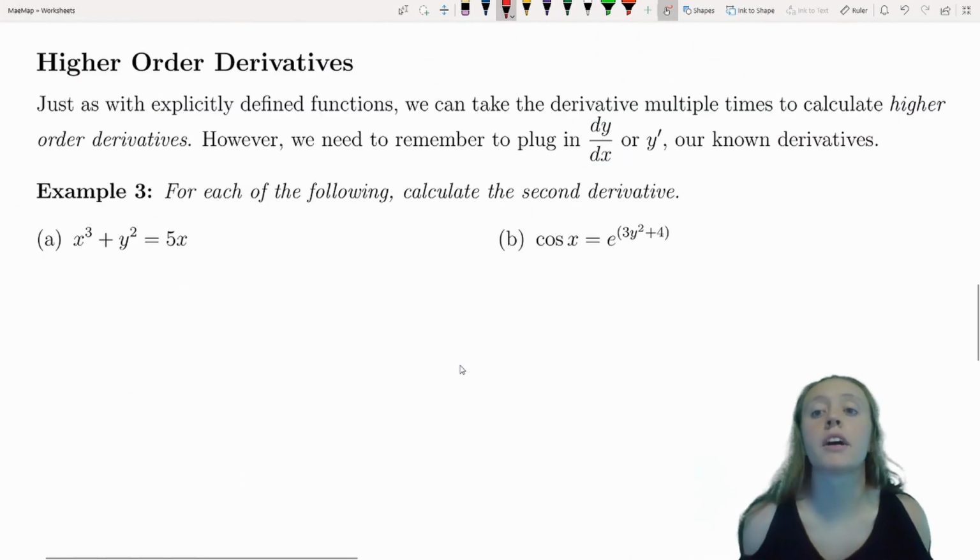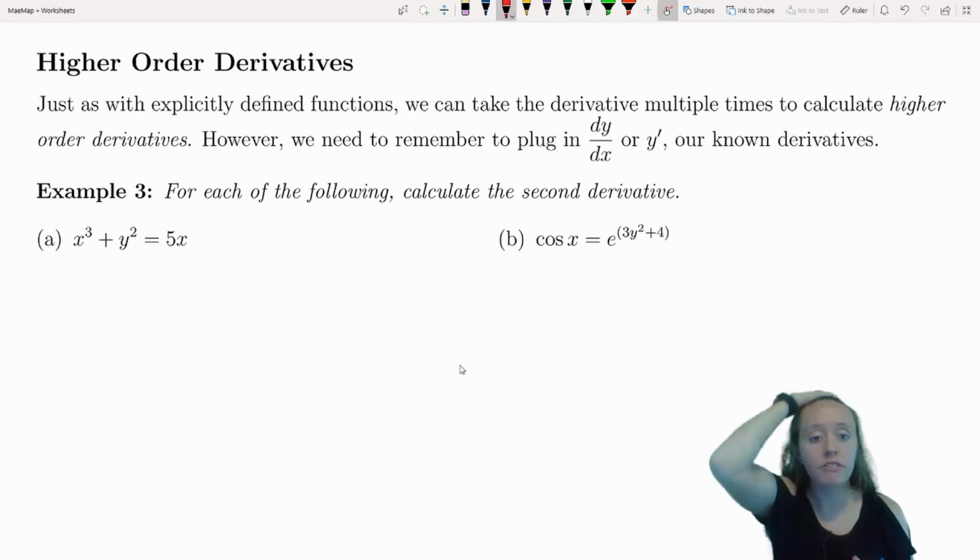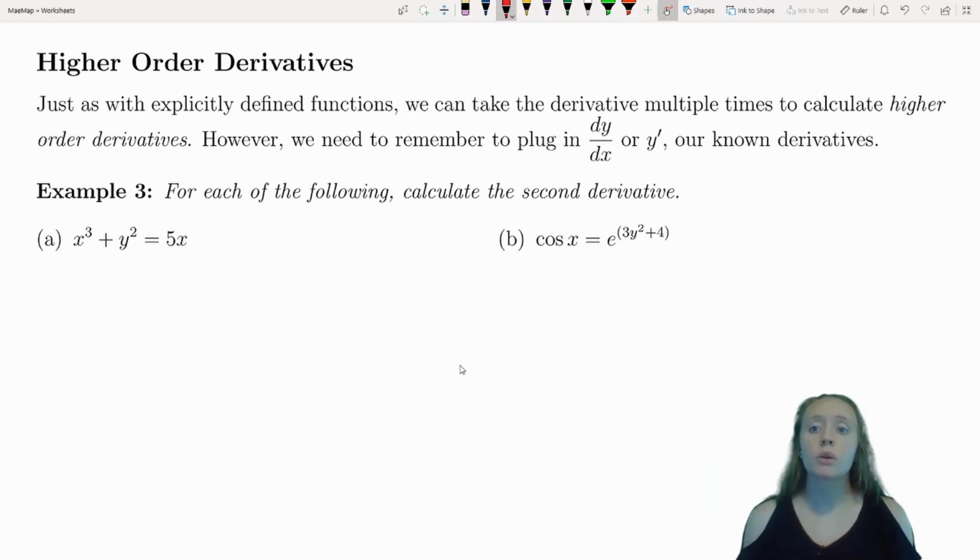Moving on to our next part, just as we can take the derivative once, twice, 3 times, 4 times, getting that y double prime, y triple prime, and so on, we can take higher order derivatives when we're doing differentiation of implicit functions as well. So just as with explicitly defined functions, we can take the derivative multiple times to calculate higher order derivatives. However, we need to remember to plug in dy/dx or y prime, our known derivatives.